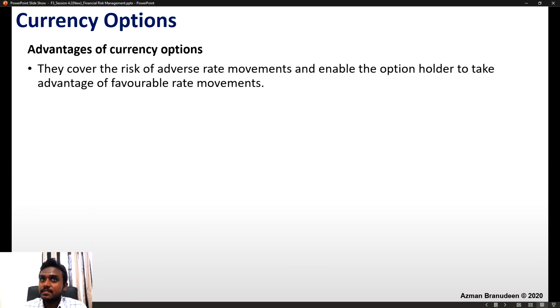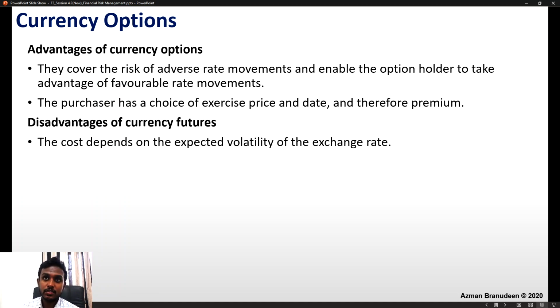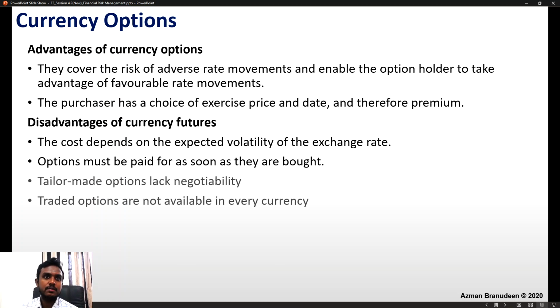Advantages: they cover the risk of adverse rate movements and enable the option holder to take advantage of favorable rate movements. The purchaser has a choice of exercise price and date, and therefore a premium. Disadvantages: the cost depends on the expected volatility of the exchange rate. Options must be paid for as soon as they are bought. Tailor-made options lack negotiability, and traded options are not available in every currency, much like futures contracts.